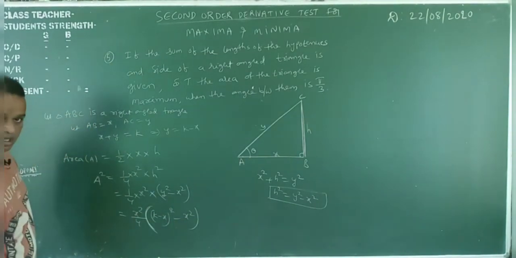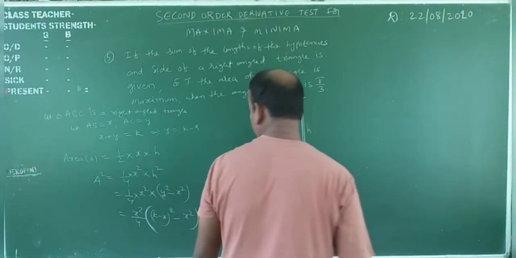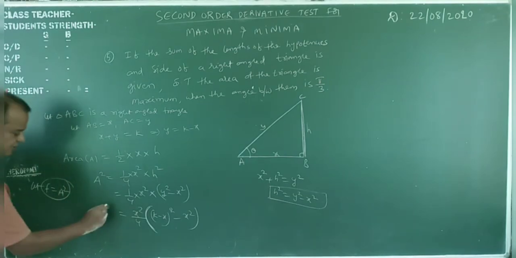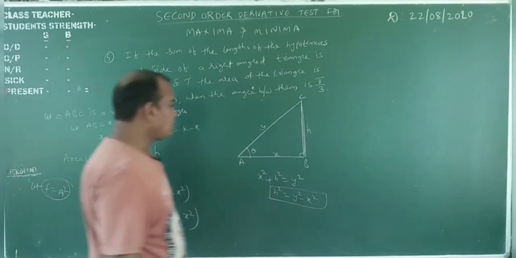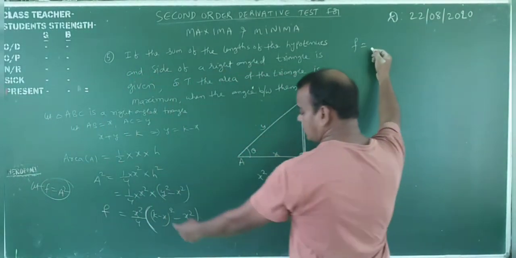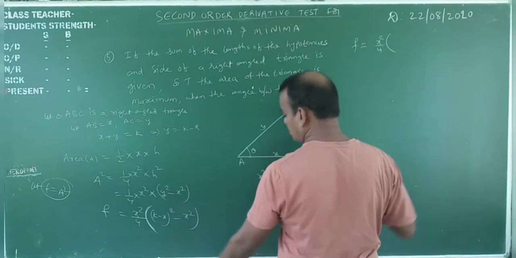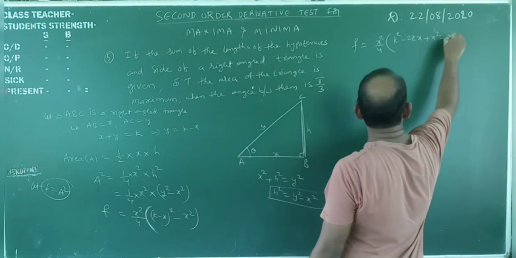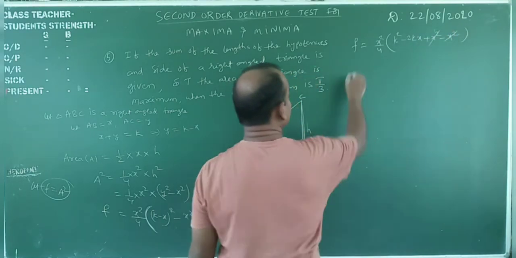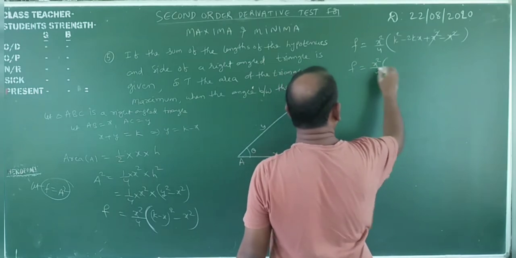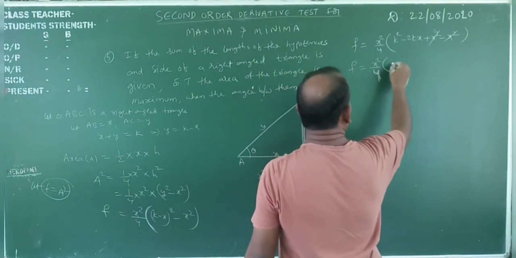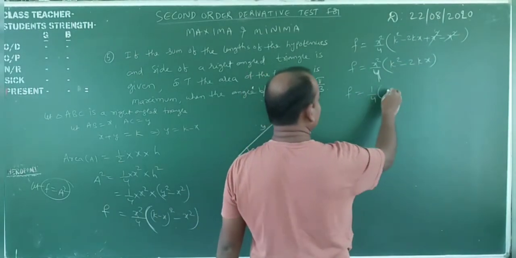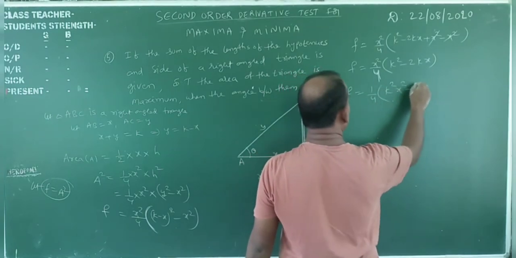First, simplify the given condition. After that, we will take the derivative. Let a square be equal to f. Now, what is f? F is equal to x square by 4 into the expansion k square minus 2kx plus x square minus x square. This x square cancels. So f is equal to x square by 4 into (k square minus 2kx). Now f is equal to 1 by 4 multiplied by (k square x square minus 2k x cube).